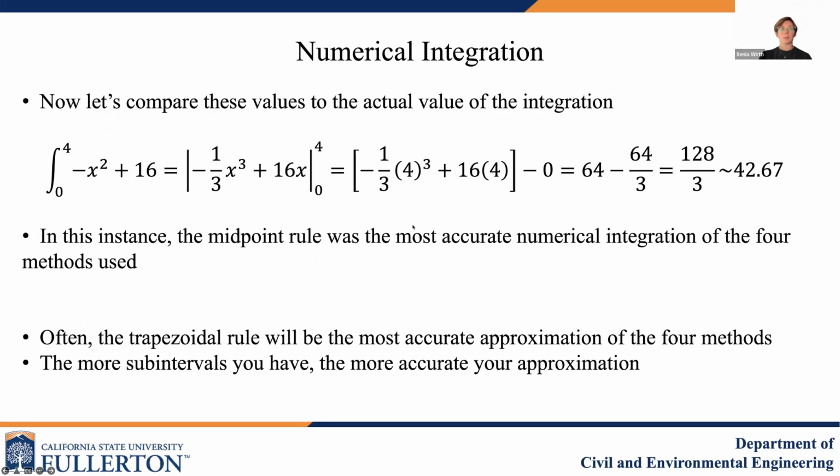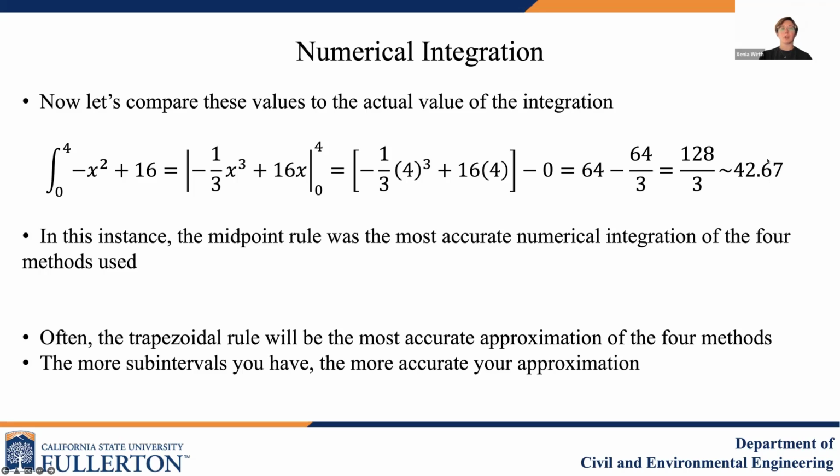Now let's check these approximations against the actual value of the integration. So I'm going to integrate this, remembering my rules for integrating polynomials, and I find that the integral is -1/3 x cubed plus 16x, evaluated from 0 to 4. If I plug in 4 for every x value, and then subtract 0, because if I plug in 0 for x, both expressions are 0, I find that the actual area under the curve here is about 42.67 or 42 2/3.